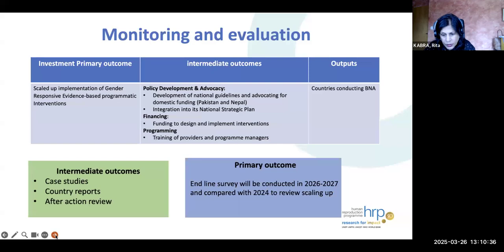The other thing which we would monitor is that we conduct an online survey in 2026-27, and then we compare it with the current bottleneck approach survey, which was done in 2024 and now in 2025. And then we try to see how scaling up has happened or not happened. What are some of the changes which have happened in the countries? And this would be very interesting to watch, especially now that the geopolitical situation is changing. But this is how we're trying to put together the monitoring framework.